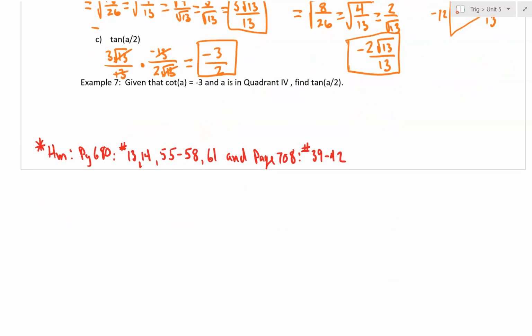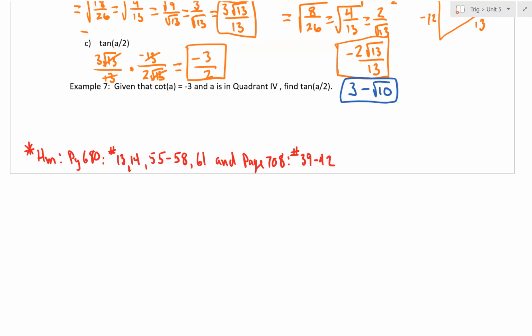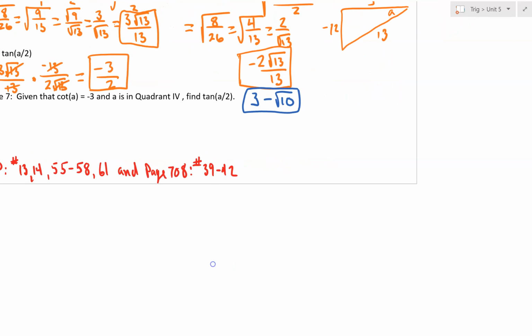This last one, it says, given that cotangent of A is negative 3 and A is in the fourth quadrant, find the tangent of A over 2. So I'm going to give you a second to do that one, and then we'll talk about it. Go ahead and pause the video to do this one. So hopefully you came up with the answer of 3 minus root 10. Let's take a look at this one.